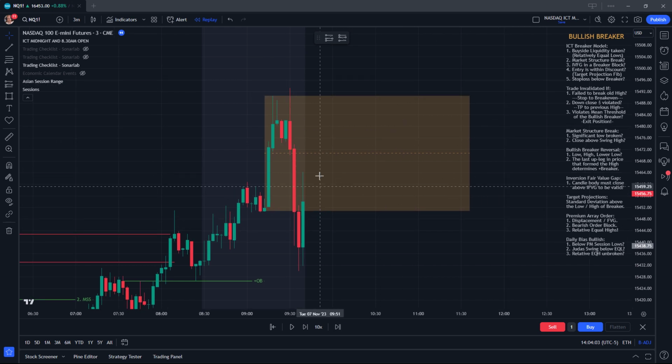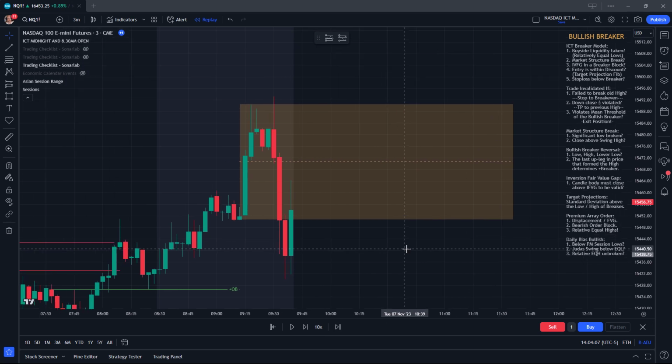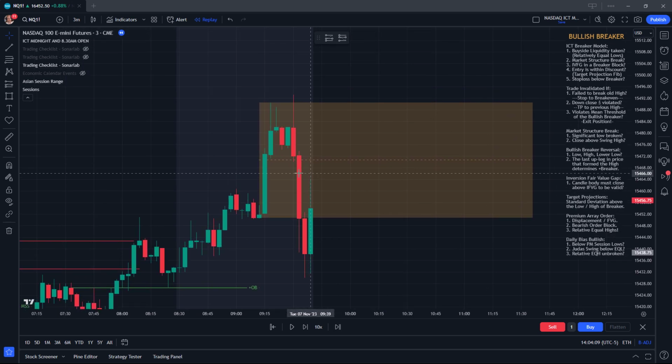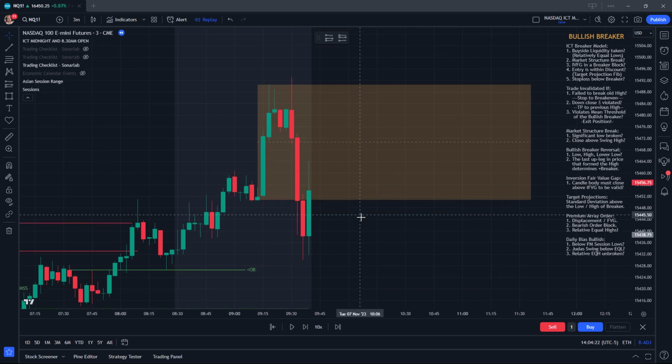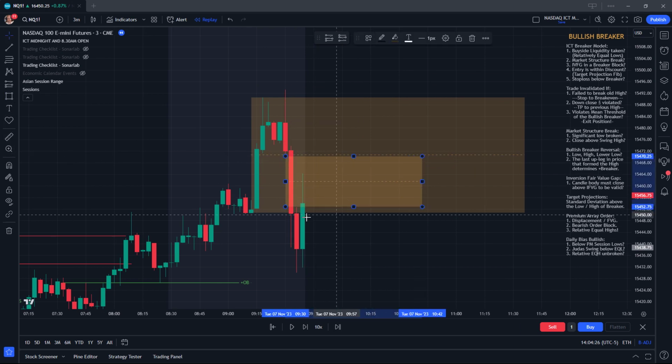And we're going to be looking for an inversion fair value gap. The reason we want to use an inversion fair value gap is because if price kind of comes up here, creates some displacement, we might not really get in at a very good price. So by understanding an inversion fair value gap, all we need is for price to show a willingness to go above here to close.